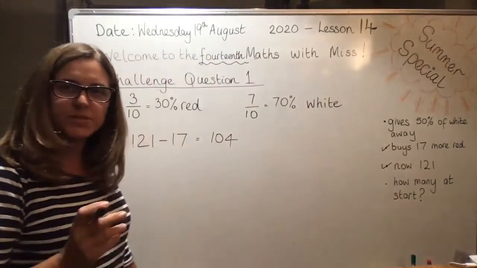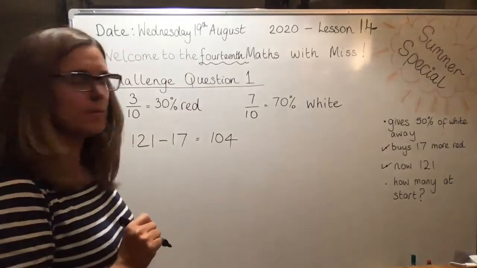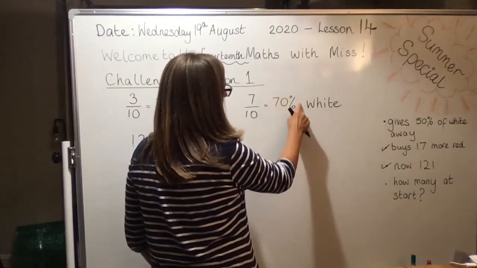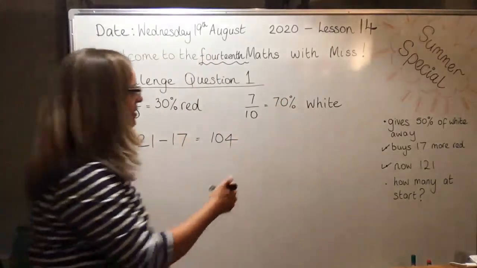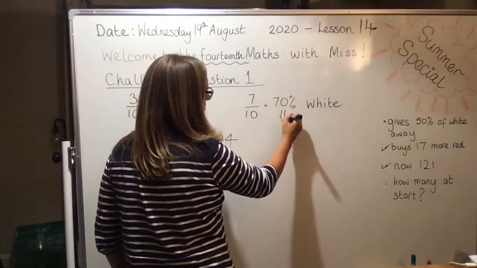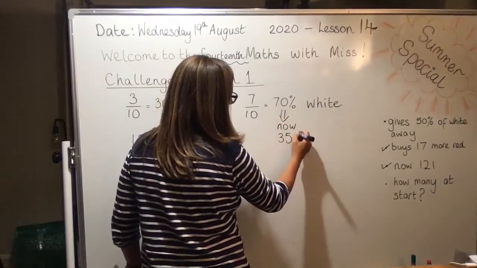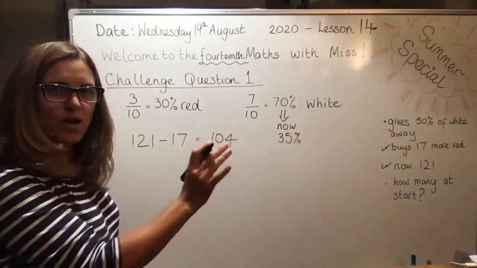Half, or 50%, of the white roses have been given away. So instead of having 70% that are white, we've given half away. So now that is 35%, because we've given half of them away.